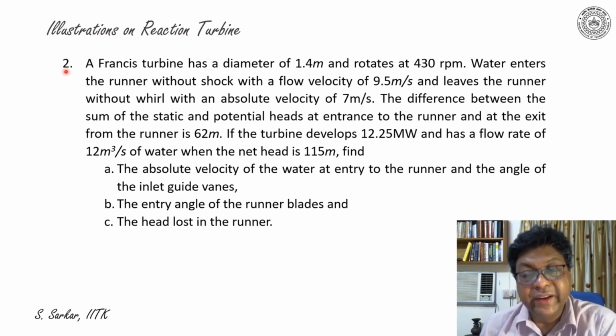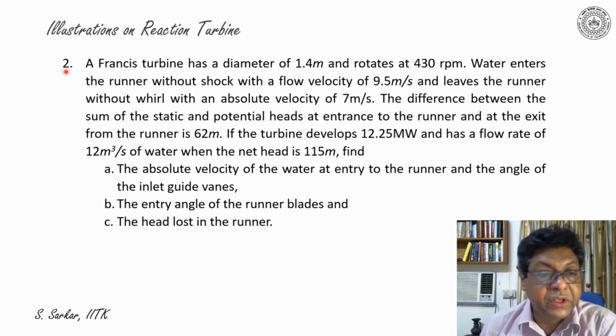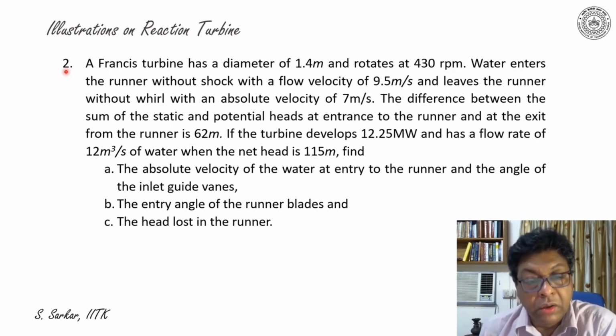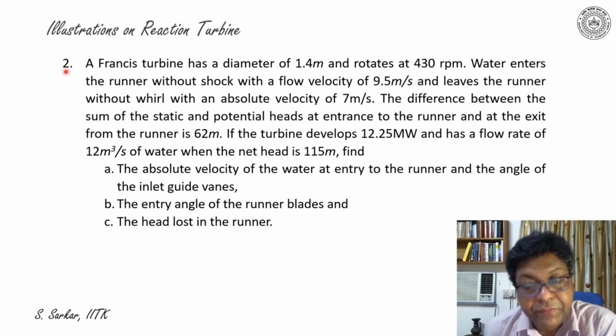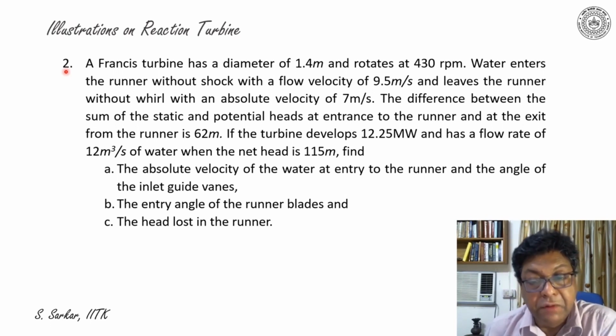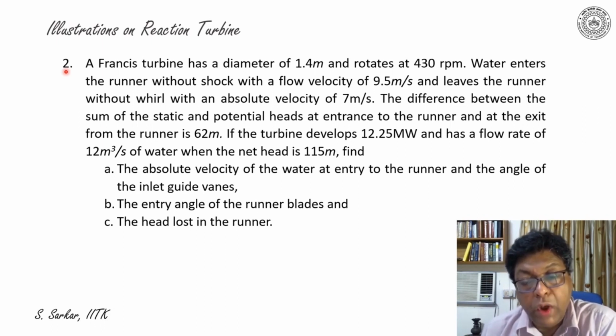The turbine developed 12.25 megawatt power and has a flow rate of 12 meter cube per second of water when the net head is 115 meter. Find the absolute velocity of water at the entry of the runner and the angle of inlet guide vane. Second, the entry angle of the runner. And the third, the head lost in the runner. I'll solve the problem now.